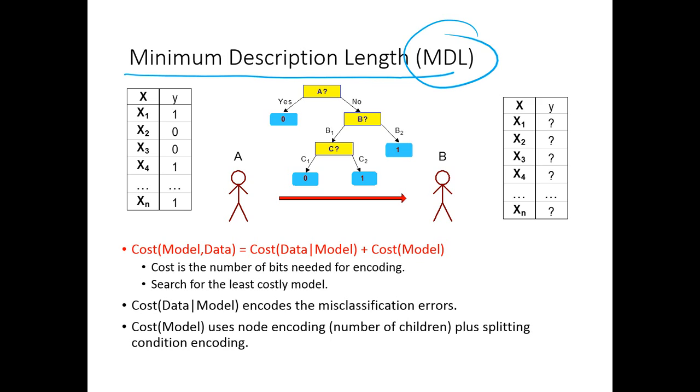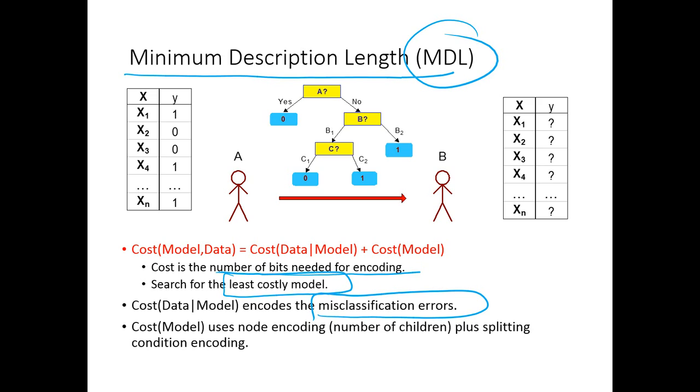Okay, so the three costs. Cost of model and data is equal to cost of data given the model plus cost of the model. The cost is the number of bits needed for encoding. We search for the least costly model. That means the model should be least costly. Okay, so how do we define the cost? Cost of data given model is the misclassification error.